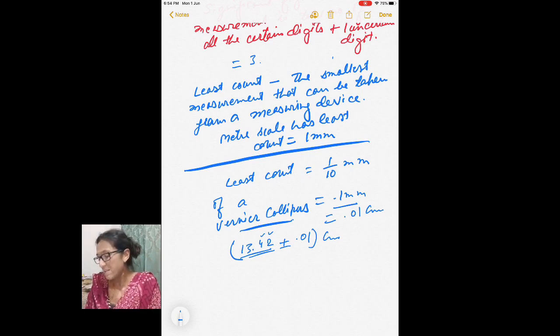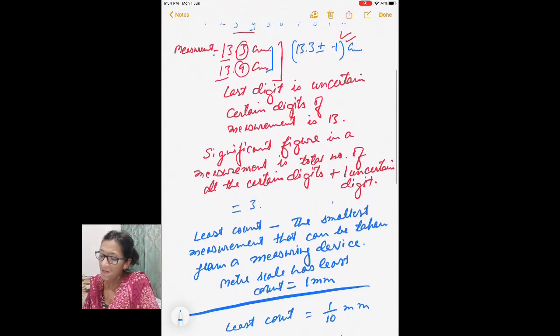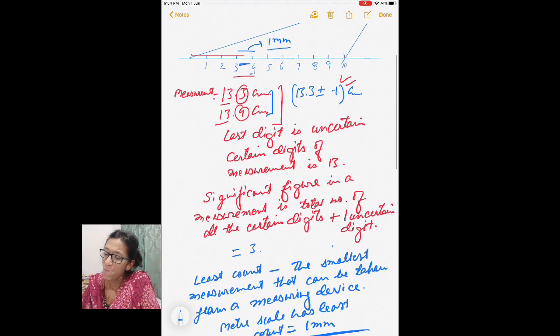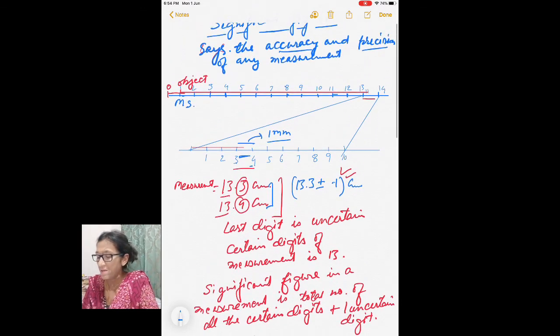So here you can see that the number of significant figures is increased. In this very case, the significant figures are equal to 4. So when significant figures increase in your measurement, then your result becomes more precise and more accurate.